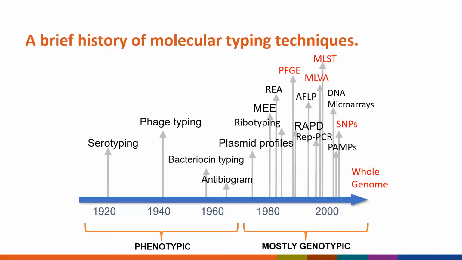We're going to talk about a few of these today, specifically pulsed-field gel electrophoresis, or PFGE, MLVA, or multi-locus variable number tandem repeat analysis, and probably several flavors of MLST, or multi-locus sequence typing. Really the balance of the talk today will be about whole genome sequencing and how we use that at scale for a lot of these applications now. Next slide, please.